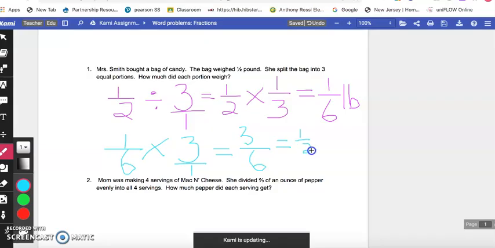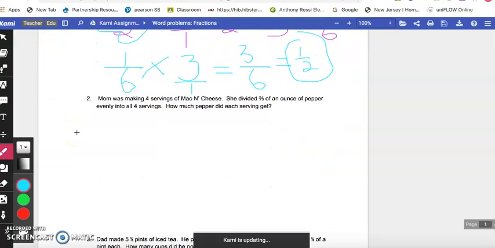So as you can see, here's my 1/2, which matches my 1/2 here. So I can check myself by doing the opposite of division, which is multiplication. I take the answer I got and I times it by my whole number. So that's just a little way to check yourself if this still doesn't make any sense. So let's try the next one.